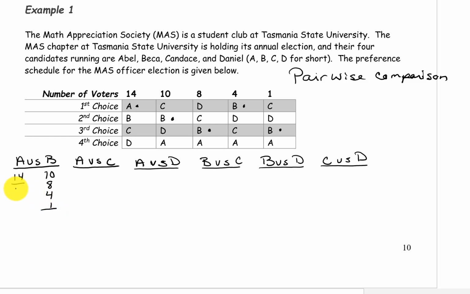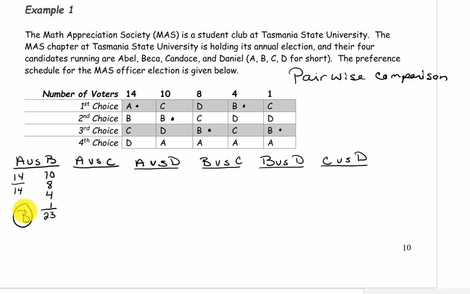So candidate A has a total of 14 votes, and candidate B has 10 plus 8 plus 4 plus 1, which is 23 votes. And so in this head-to-head battle, candidate B won. And so candidate B will get 1 point for winning this head-to-head battle.